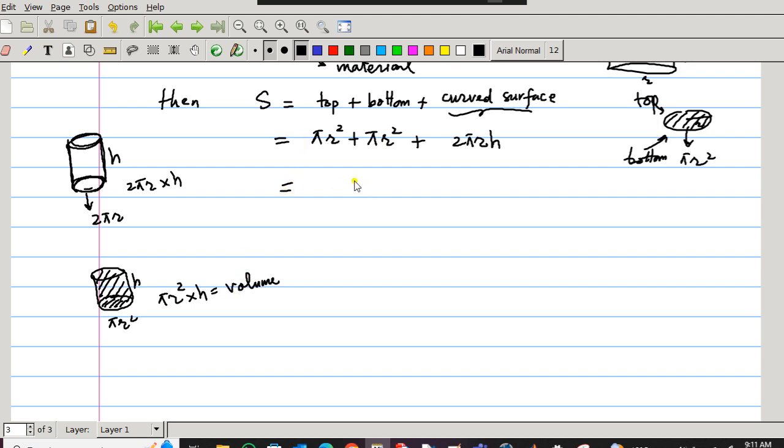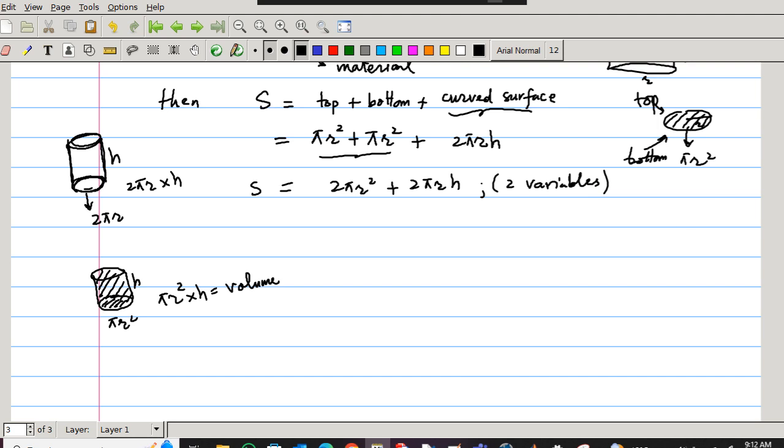So surface area becomes 2 pi r square, because pi r square plus pi r square is 2 pi r square, plus 2 pi r h. Now again I have two variables here, two variables r and h. I cannot go ahead. I have to find something that changes it from two variables to one variable.